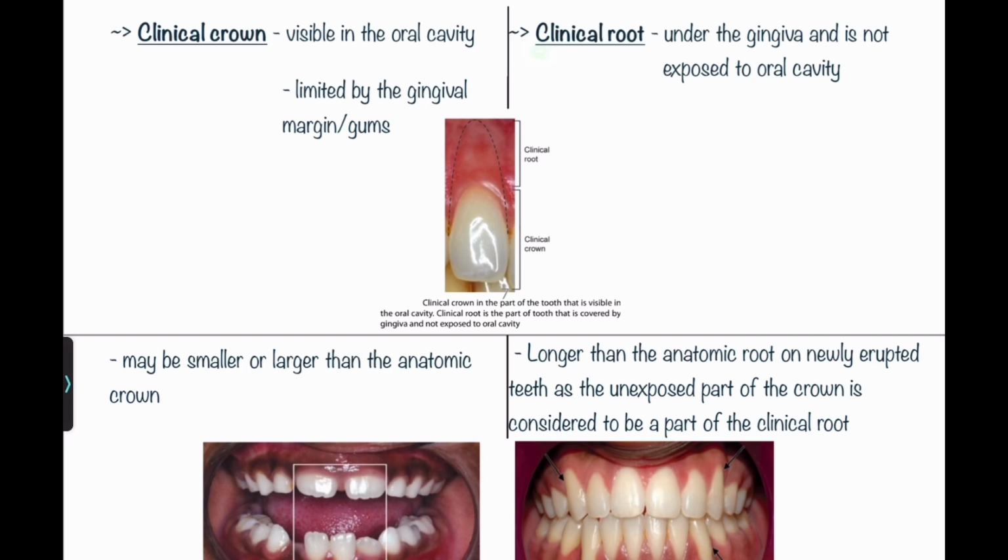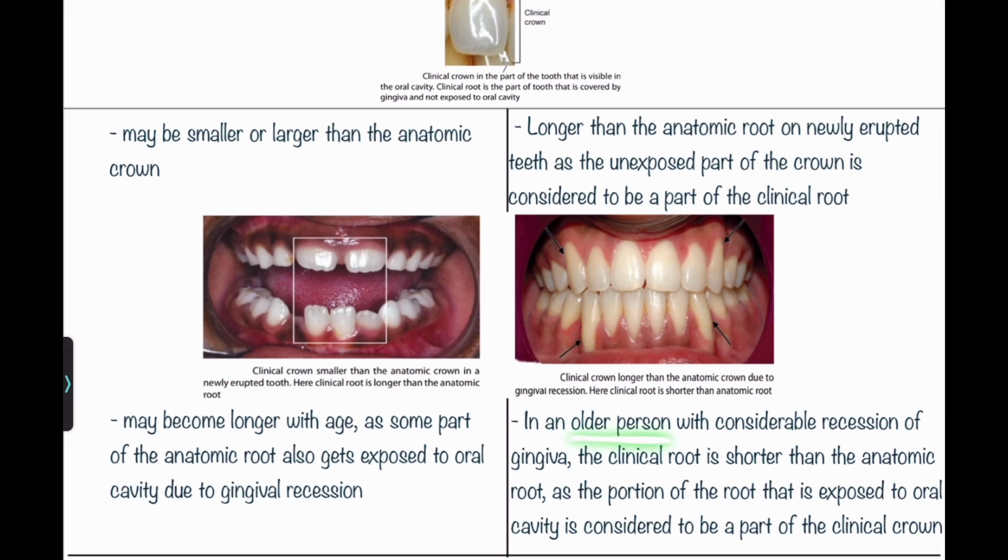Clinical root is that portion of the tooth which is under the gingiva and is not exposed to the oral cavity. It is longer than the anatomical root in newly erupted teeth, as the unexposed part of the crown is considered to be part of the clinical root. In an older person with considerable recession of gingiva, the clinical root is shorter than the anatomical root, as the portion of the root that is exposed to the oral cavity is considered to be part of the clinical crown.